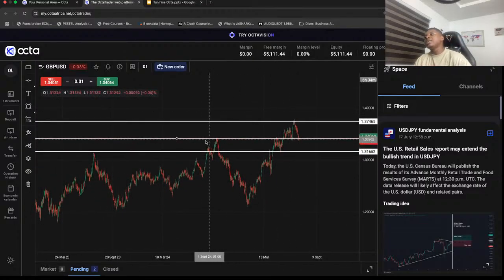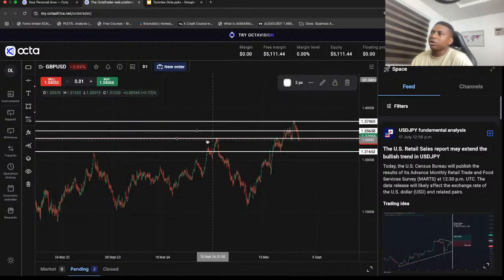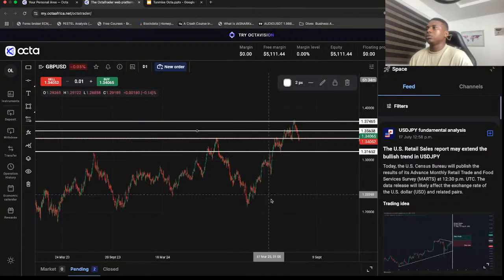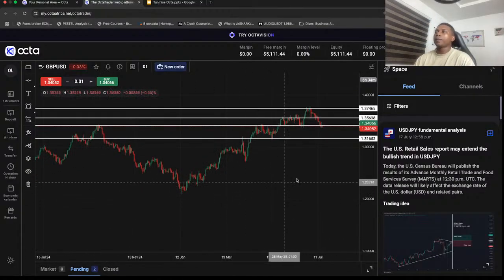So these levels are key levels of support and resistance. We also have minor key levels of support and resistance. Okay, so let's go.